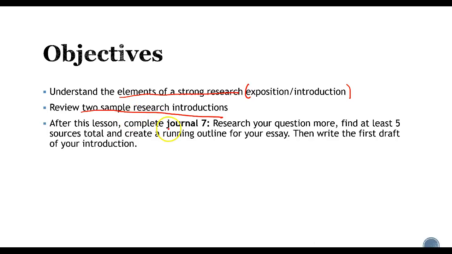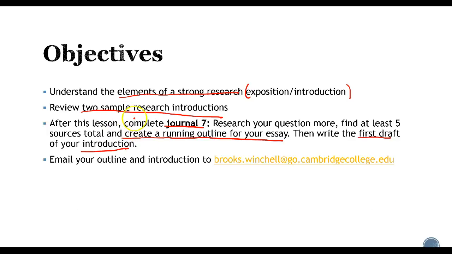So after this lesson, I want you to complete Journal 7. I mentioned Journal 7 in lesson 24. For Journal 7, I want you to find at least 5 sources and create a running outline that synthesizes those sources and gives an idea of the design of the essay. And then I want you to write the first draft of your introduction based on what we talk about in here. Once you're done, I want you to email your outline and introduction to me at brooks.winchell@go.cambridgecollege.edu.